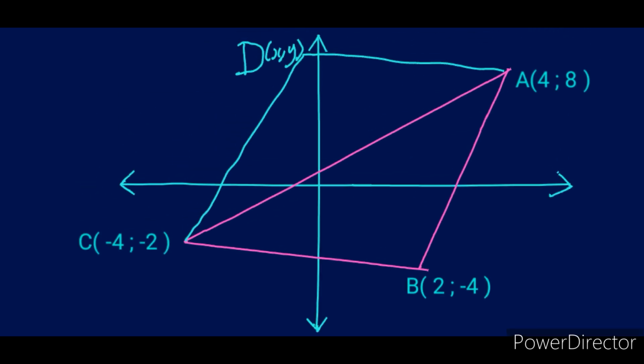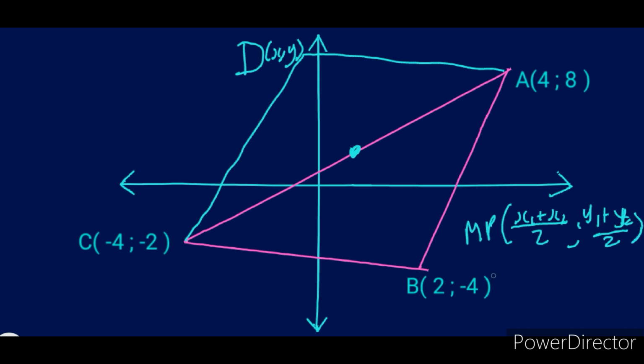So let's solve it. Notice that this becomes a diagonal of the parallelogram. If we can find the midpoint of this diagonal, it will be the same midpoint of this diagonal. So let's begin and find the midpoint. We're just going to use the midpoint formula, which is the average of the x values and the average of the y values. So we'll divide by 2.